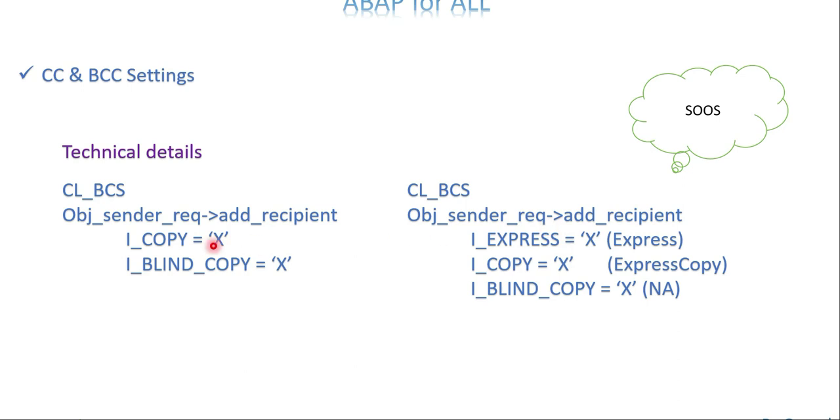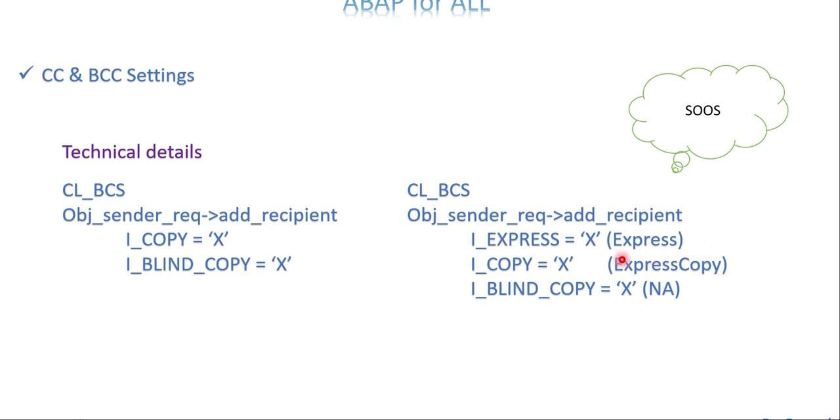In that method, we have other optional parameters. One is I_COPY, which represents CC, and another one is I_BLIND_COPY, which represents BCC. Because this method is called for every recipient if there are multiple, you can decide which ones come under CC and which come under BCC. Normally we won't enable CC and BCC for the same recipient. Once you have enabled this, you can identify the CC and BCC in the SOST transaction.